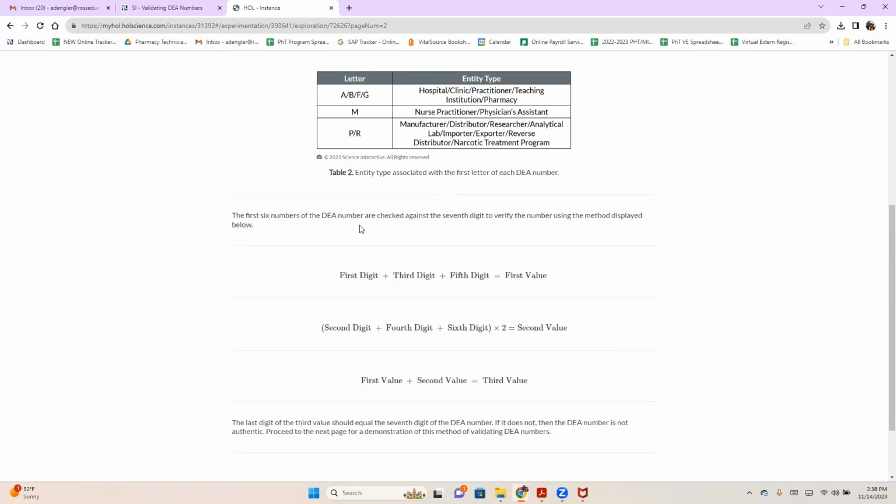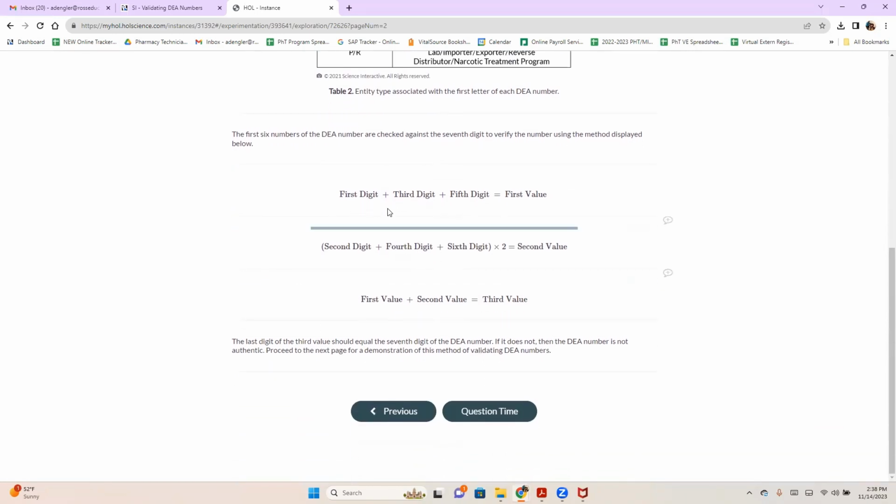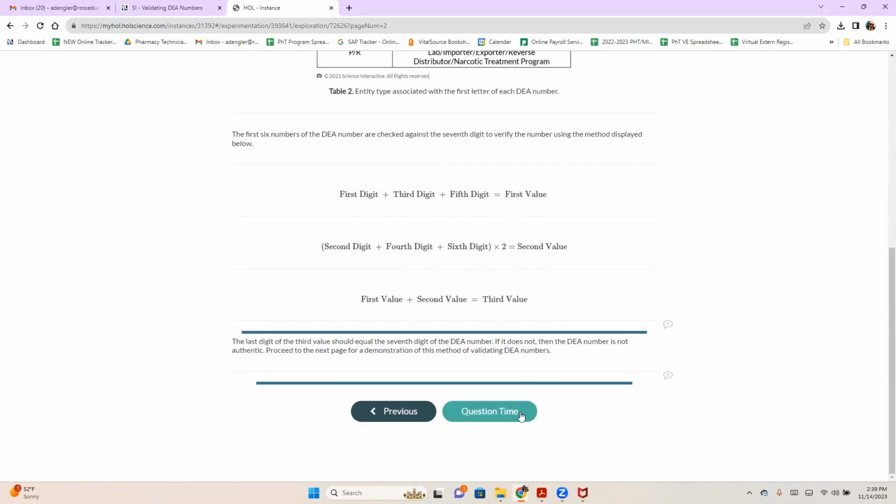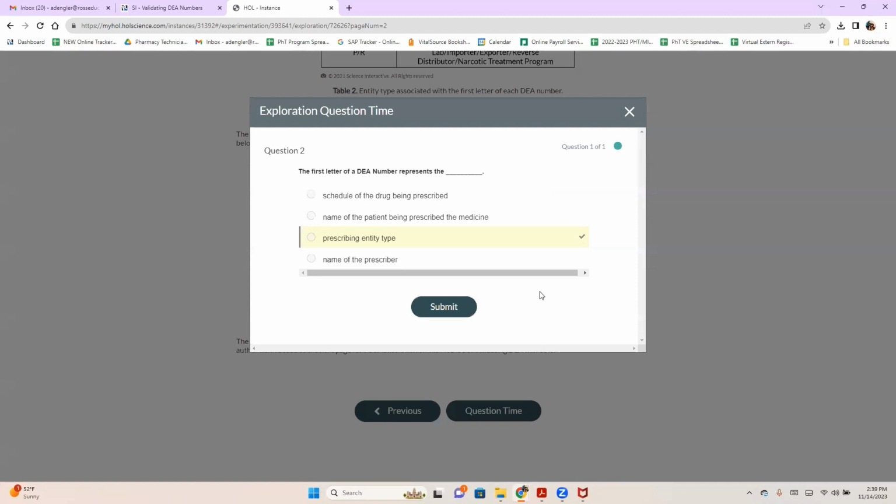The first six numbers of the DEA number are checked against the seventh digit to verify the number using the method displayed. So first digit plus third digit plus fifth digit is going to be the first value. Second digit and fourth digit and sixth digit times 2 is the second value. Then first value plus second value is the third value. The last digit of the third value should equal the seventh digit of the DEA number. If it does not, the DEA number is not authentic. Proceed to the next page for a demonstration of this method of validating DEA numbers. So we're going to go to question time.